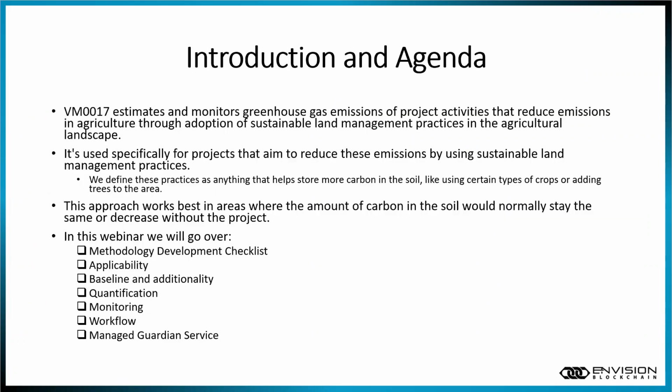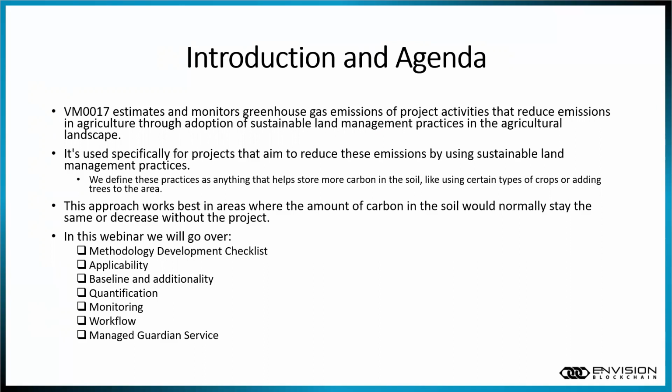So now we're moving into VM0017, which is also known as Adoption of Sustainable Agricultural Land Management. So this is going to be an introduction that's more specific for that methodology. This methodology is going to be estimating and monitoring greenhouse gas emissions of project activities that reduce emissions in agriculture through adoption of sustainable land management practices in the agricultural landscape.